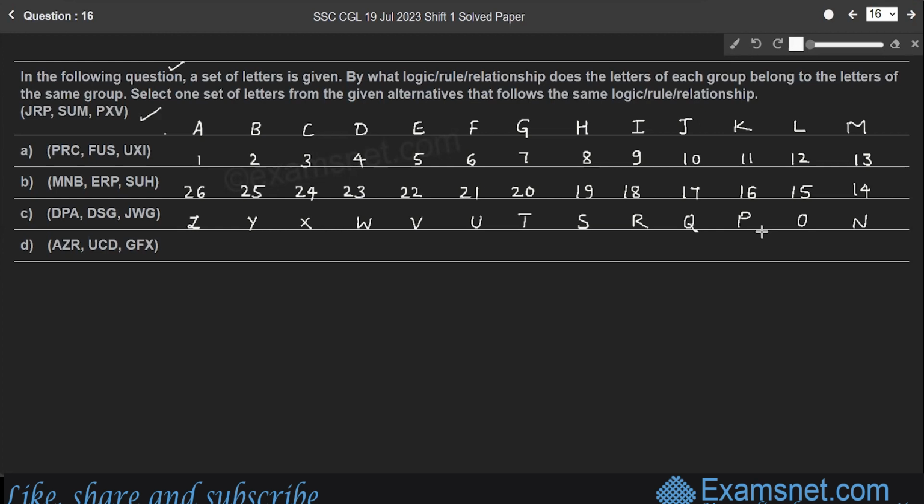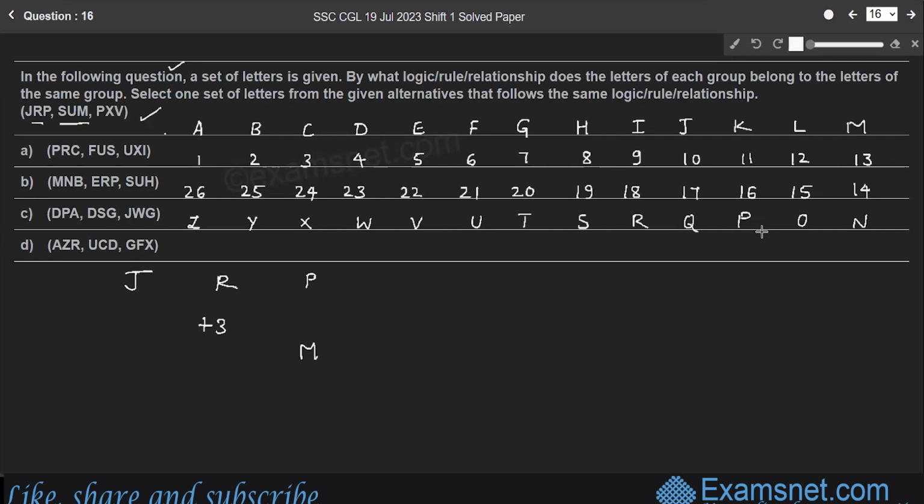In which the first cluster is JRP. Let us find its relationship with the second cluster. Here the positional value of J is 10, so we'll consider 10 plus 3, add 3 to J. So J plus 3 is M. So write the code of J in reverse manner.